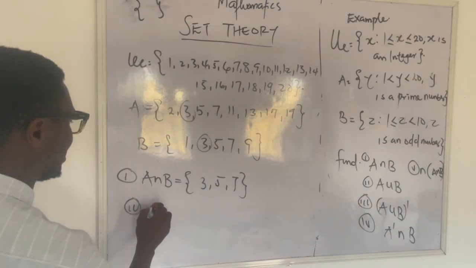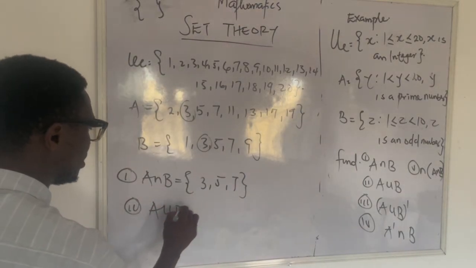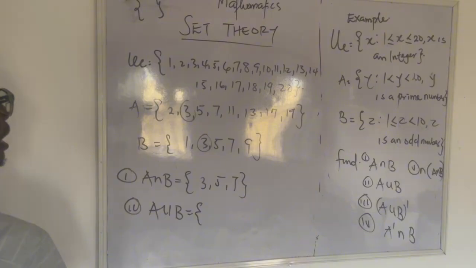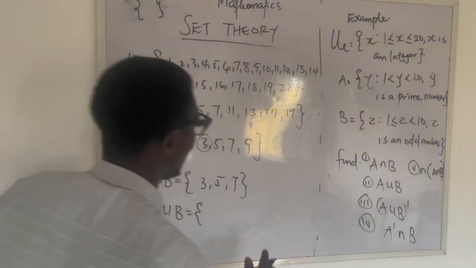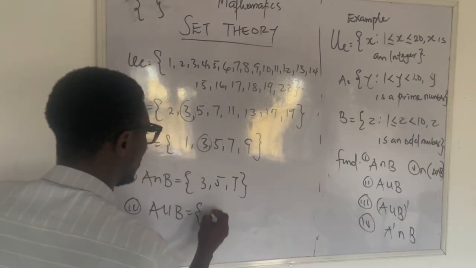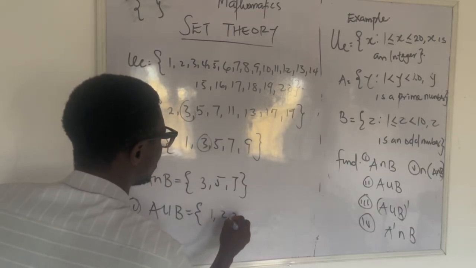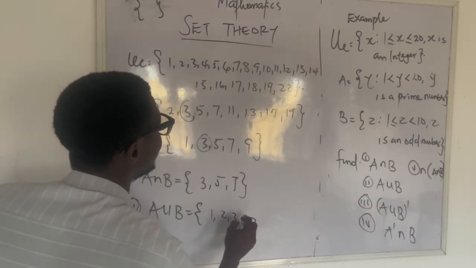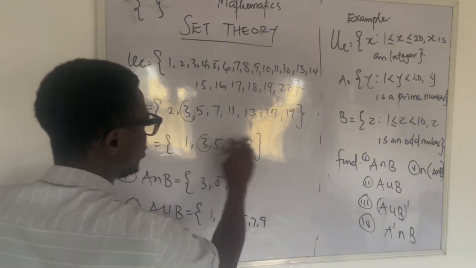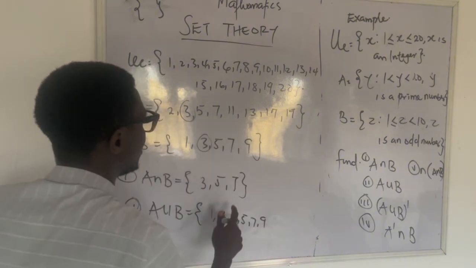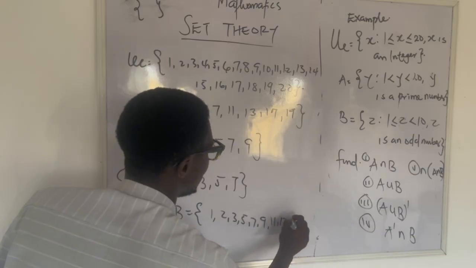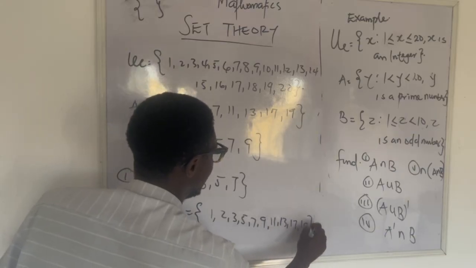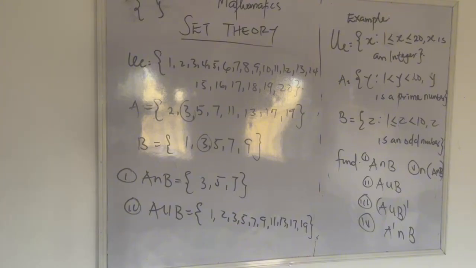Now second question. So he said we should find A union B. Are we getting it? We will not repeat the common ones. Are we together? So we won't repeat the common ones. 1, 2, 3, 5, 7, 9. So we've expanded this. So that's what? 11, 13, 17, and 19. Are we together? So that is it.